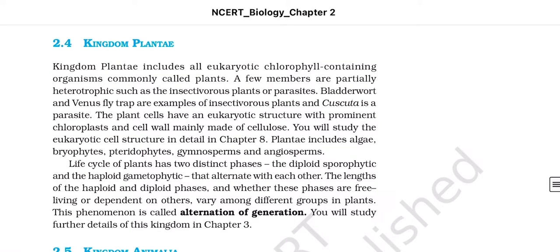Kingdom Plantae. Kingdom Plantae includes all eukaryotic chlorophyll-containing organisms, commonly called plants. A few members are partially heterotrophic, such as the insectivorous plants or parasites. Bladderwort and Venus flytrap are examples of insectivorous plants, and Cuscuta is a parasite. The plant cells have a eukaryotic structure with prominent chloroplasts and a cell wall, mainly made of cellulose. You will study the eukaryotic cell structure in detail in chapter 8.